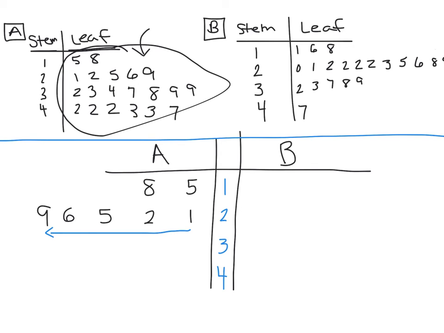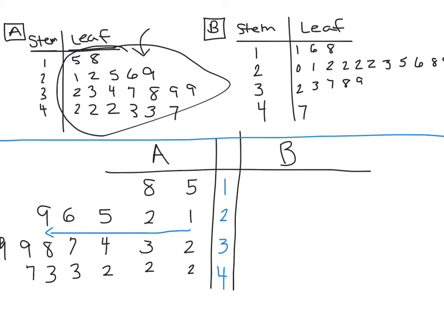So for 3, I have a 2, a 3, 4, 7, 8, 9, and 9. And then for the 4, I have a 2, 2, 2, 3, 3, and 7.